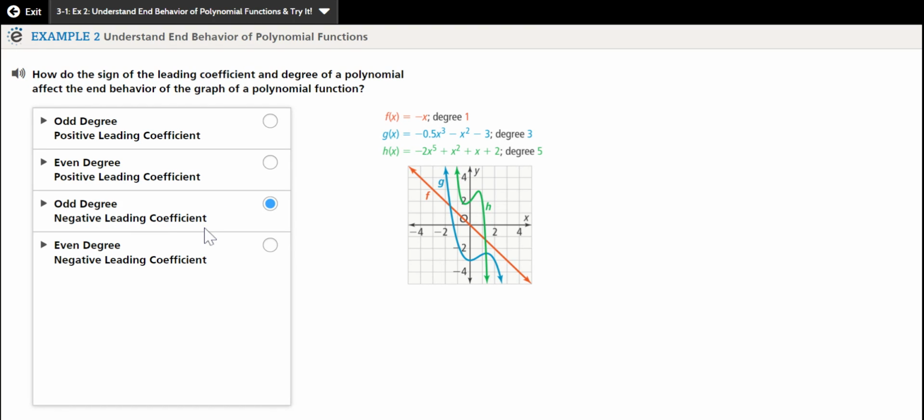So what do the characteristics of an odd degree negative leading coefficient polynomial give us? Well, you'll notice it rises to the left, each of these, and they drop down to the right.